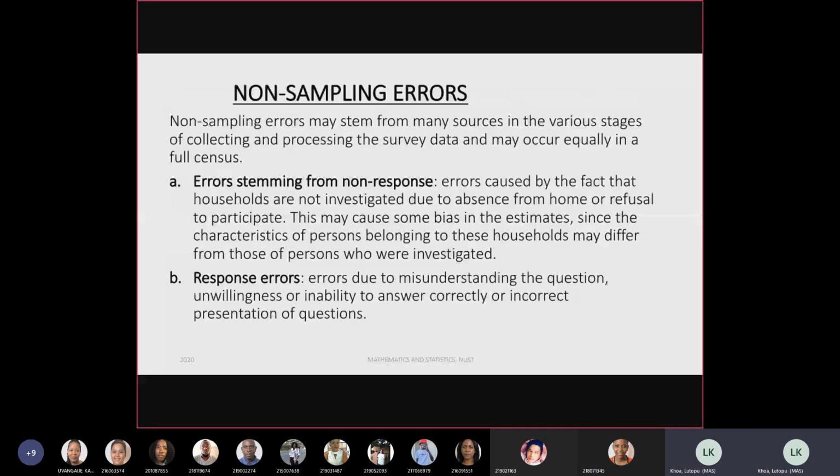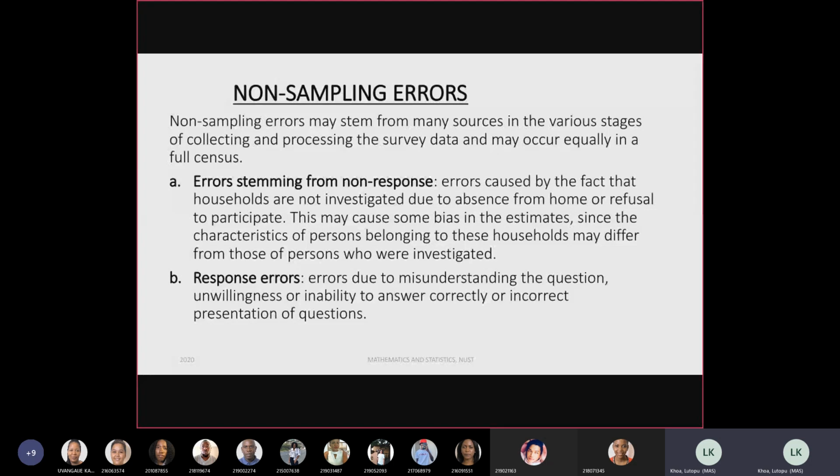Okay, then we also have these non-sampling errors. Non-sampling errors may stem from many sources in the various stages of collecting and processing the survey data and may occur equally in a full census. So these are not based on your sample itself, okay? These, for example, are errors stemming from non-responses. So for example, you give out a survey and you ask people a question. Some people might not feel comfortable answering your question, so they leave it blank. So you're left with, let's say it was an average of something.